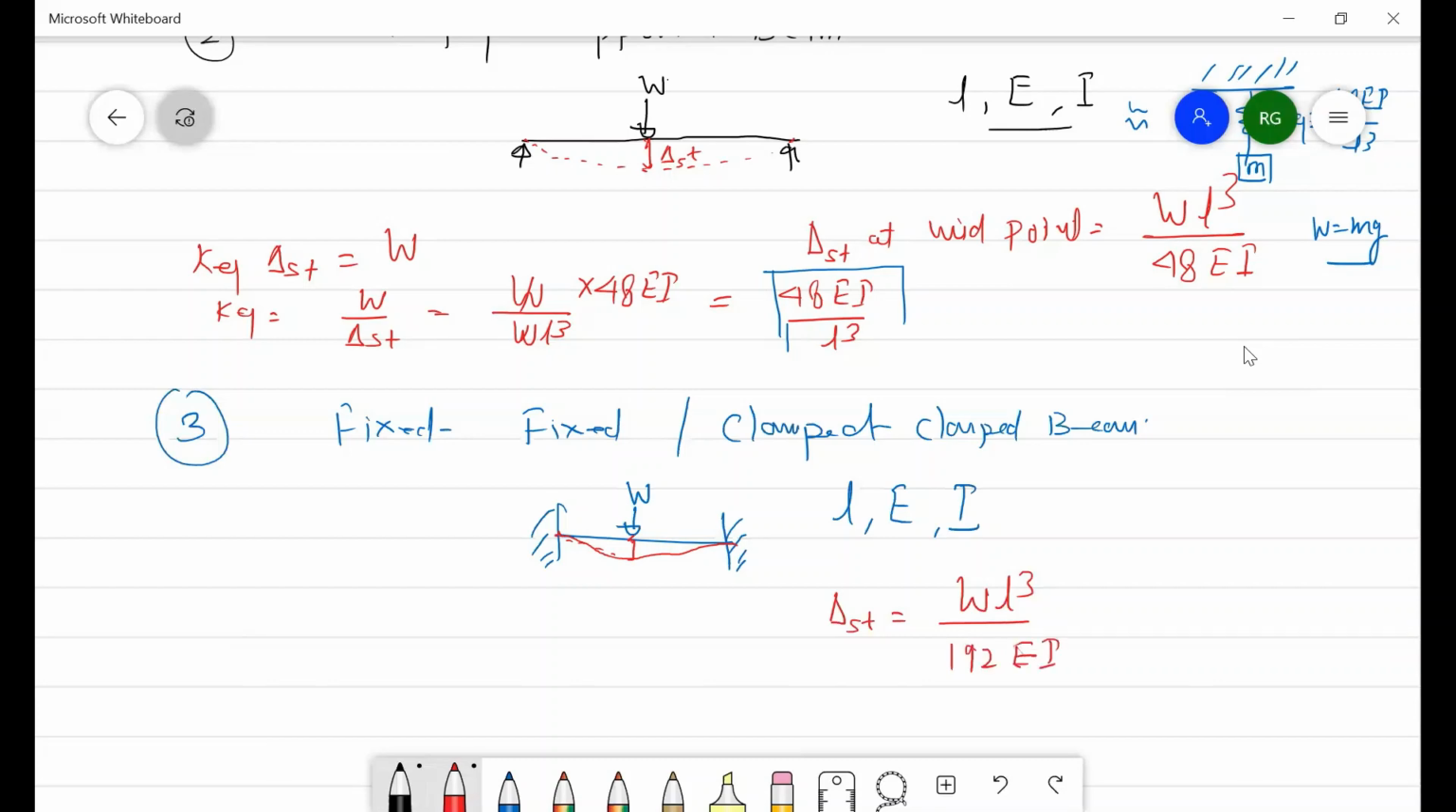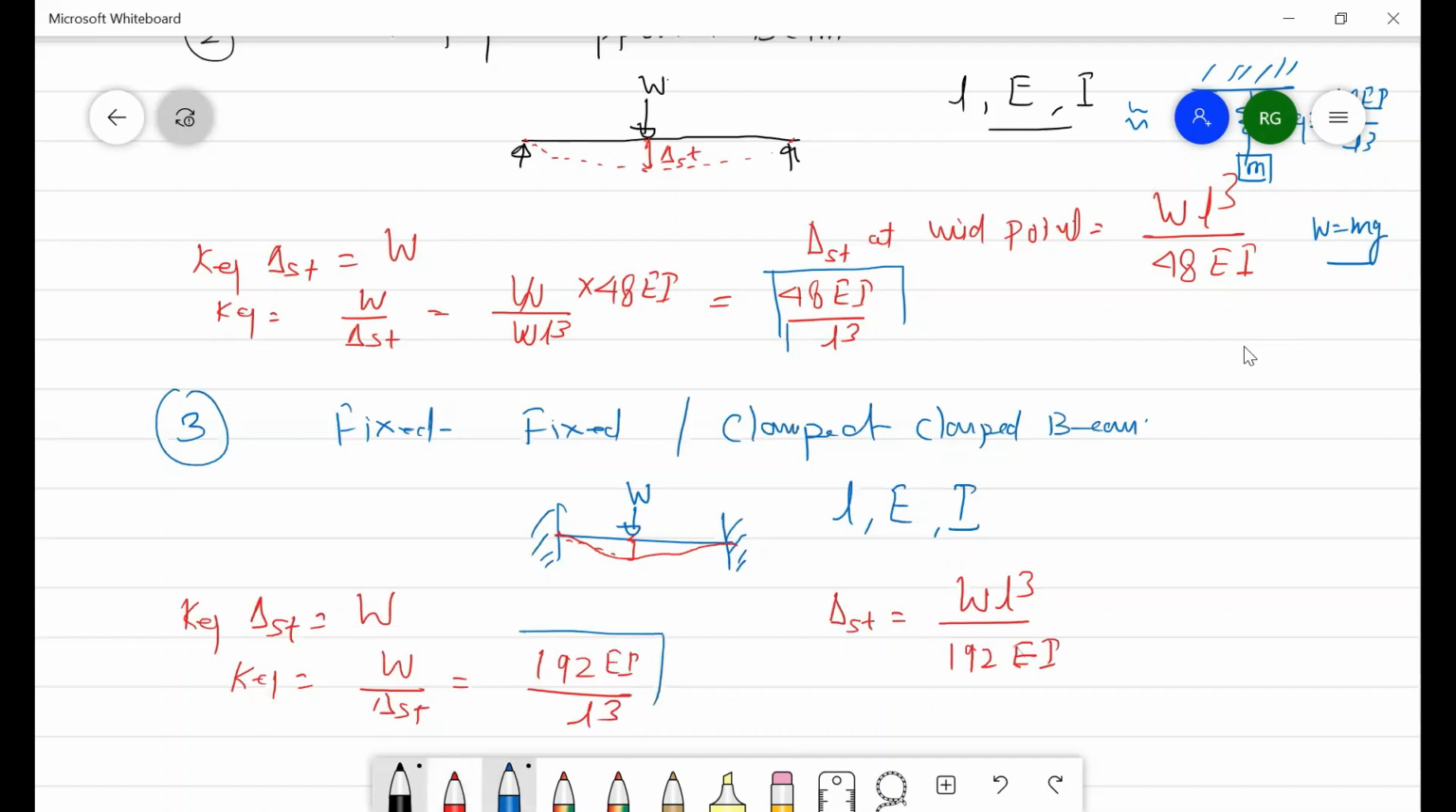Using this, we can find the K equivalent of this beam. K equivalent multiplied by delta ST is equal to W. So K equivalent is equal to W over delta ST, which is given as 192 EI over L cube. This is the K equivalent for a fixed beam. So we can say this beam can be considered as a spring of K equivalent equal to 192 EI over L cube, and this is M, where W equals mg.